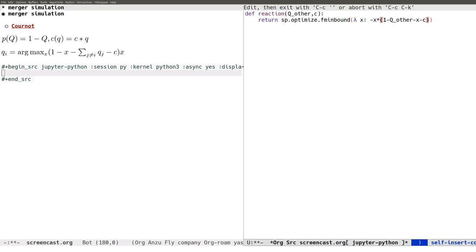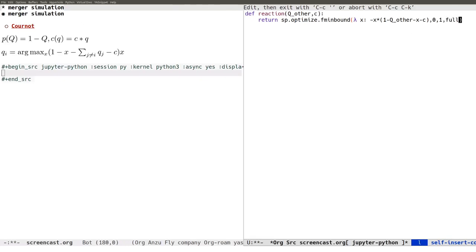When we use fmin bound, we give the bounds between which the routine is going to look for the optimum, so we're going to specify that's going to be between 0 and 1, because given the price function that we're using, we don't expect output to be bigger than 1, because that would lead to negative prices, and outputs cannot be smaller than 0 because they're quantities, so it's going to be between 0 and 1.